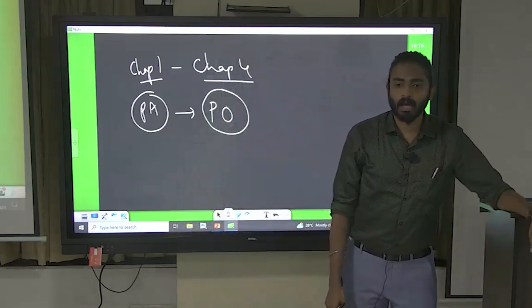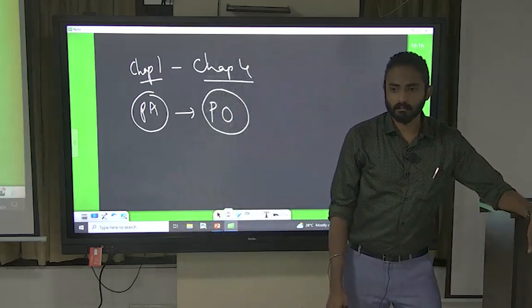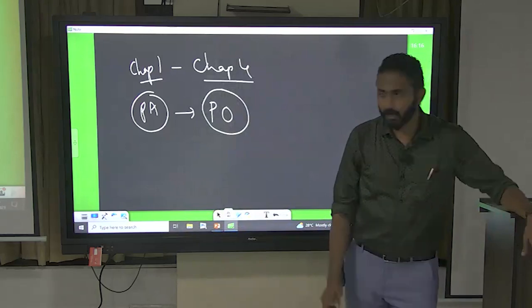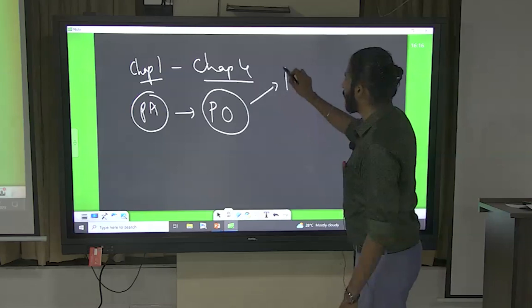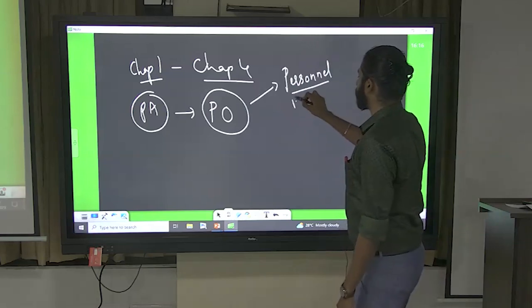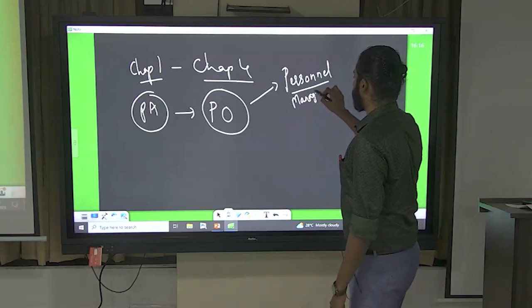Now, what fills this public organization? The collectorate, the people under. Right. We are dealing with people. Right. So, it needs people. We call it personnel. People is called personnel management or personnel administration.